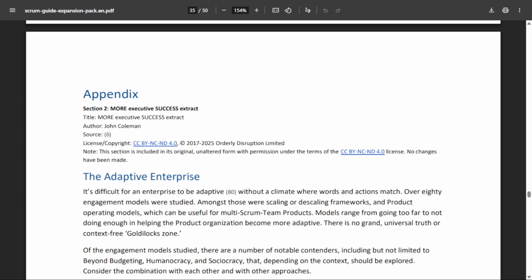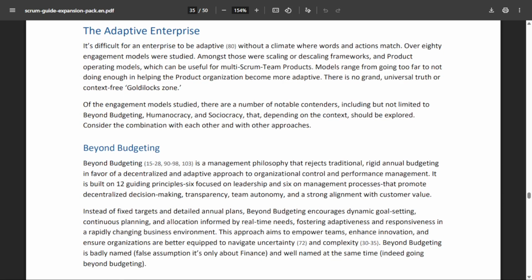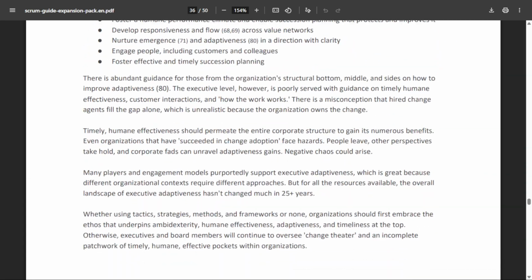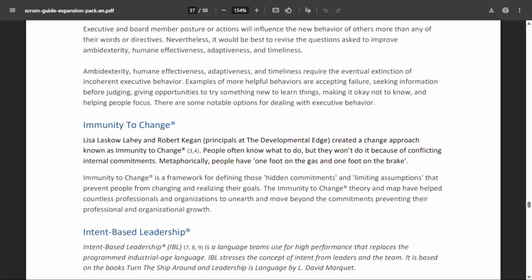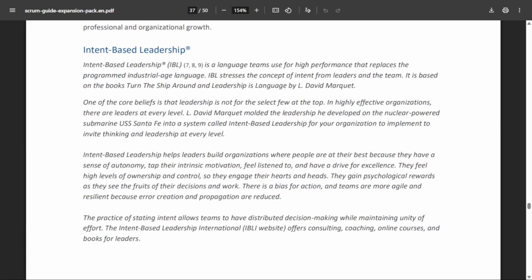So we have adaptive enterprise. It's a concept as well. Organizations must become adaptive beyond budgeting, ditch rigid annual budgets, humanocracy, flatten hierarchies, sociocracy, distributed decision making through circles, and consent. Executive behavior, leaders must model transparency. And you can find all of these in here, right? Immunity to change, frameworks for overcoming hidden resistance. Intent-based leadership, as you can see here, IBL. And the summary of that is leaders push authority down, enabling autonomy.